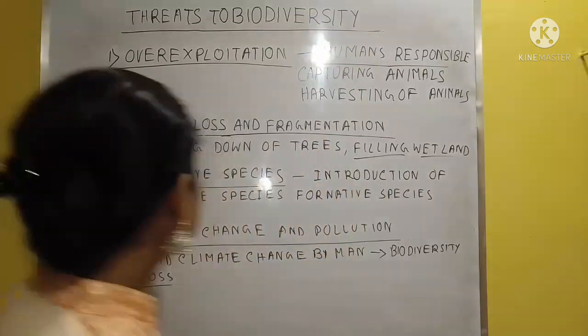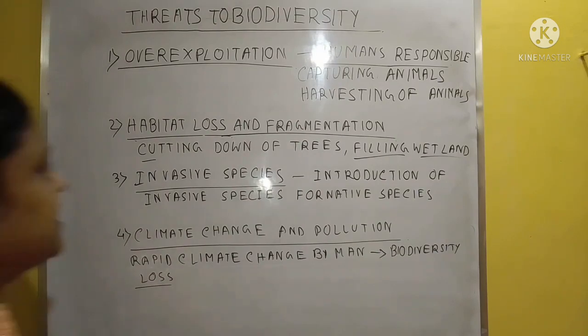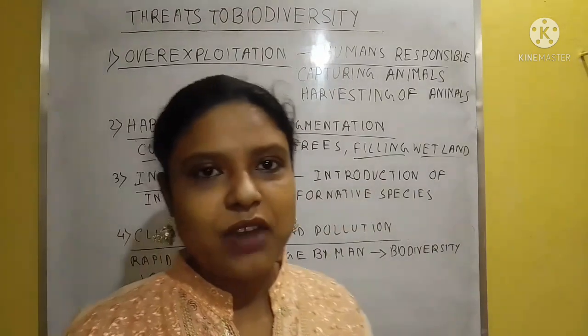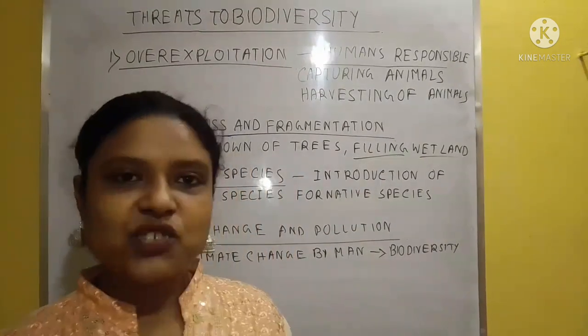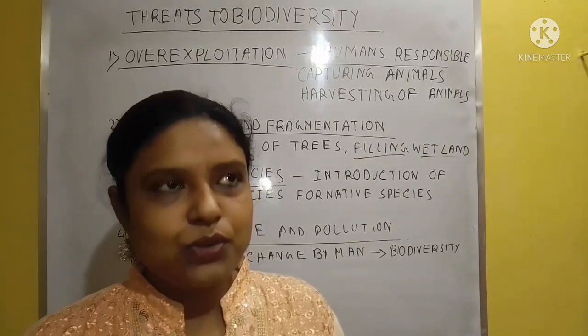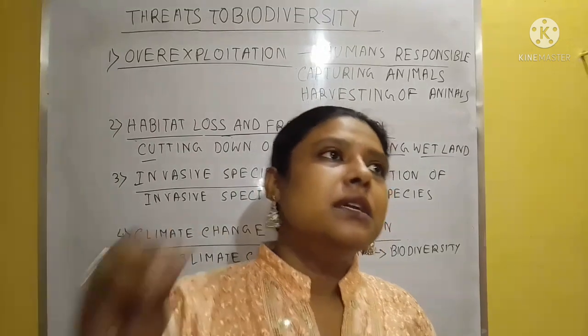Clear? Third one is the invasive species. This is also about invasive species. It occurs naturally or artificially. Some habitat is occupied by certain species and the resources are limited there. Suppose.